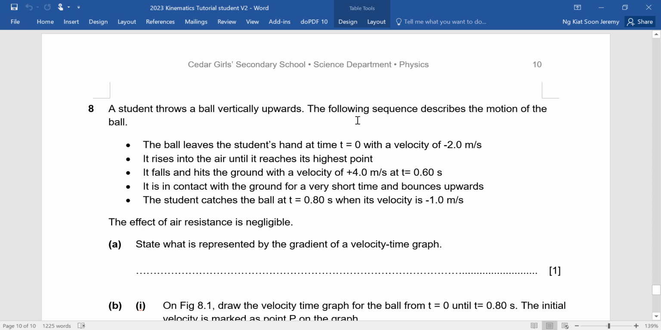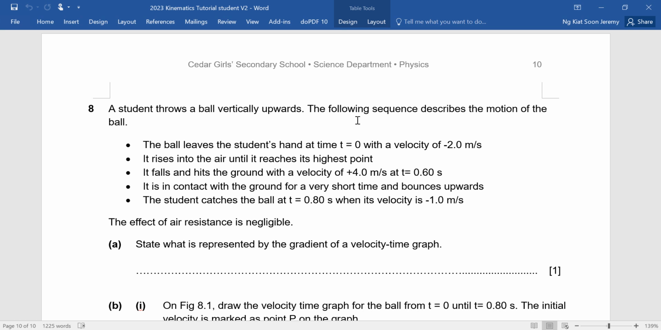Right, a student throws a ball vertically outwards. So once the ball is thrown vertically outwards, the student's hand is no longer on the ball. The ball is actually on its own. We can say that only weight acts on this ball, and this is therefore a free fall question.